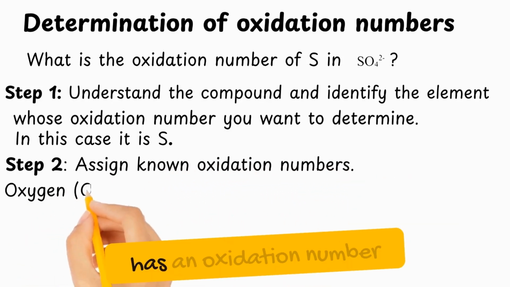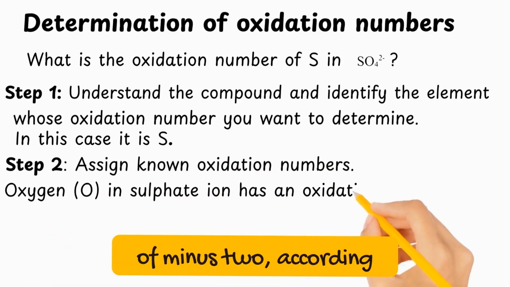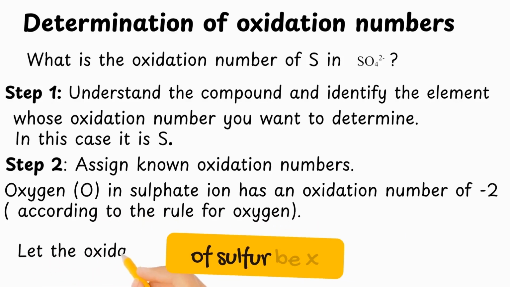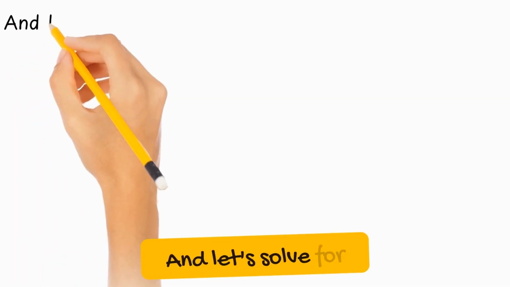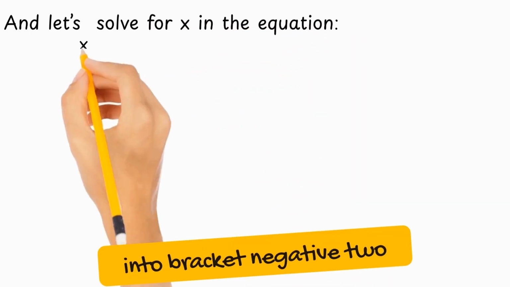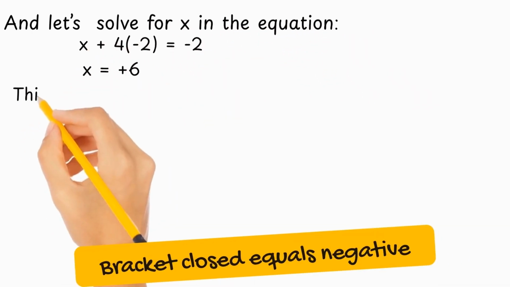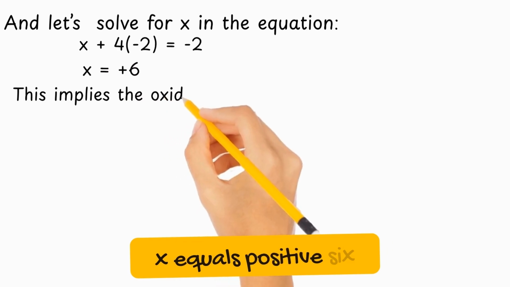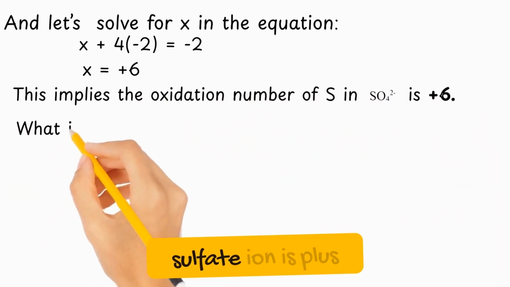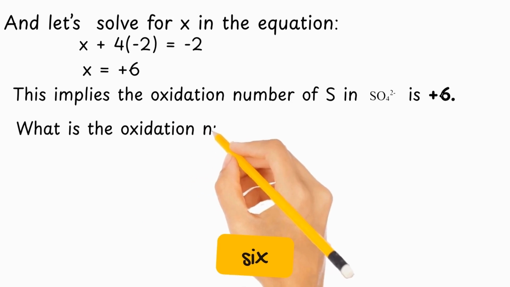Oxygen in sulfate ion has an oxidation number of -2, according to the rule for oxygen. Let the oxidation number of sulfur be x, and let's solve for x in the equation. x + 4(-2) = -2, so x = +6. This implies the oxidation number of sulfur in sulfate ion is +6.